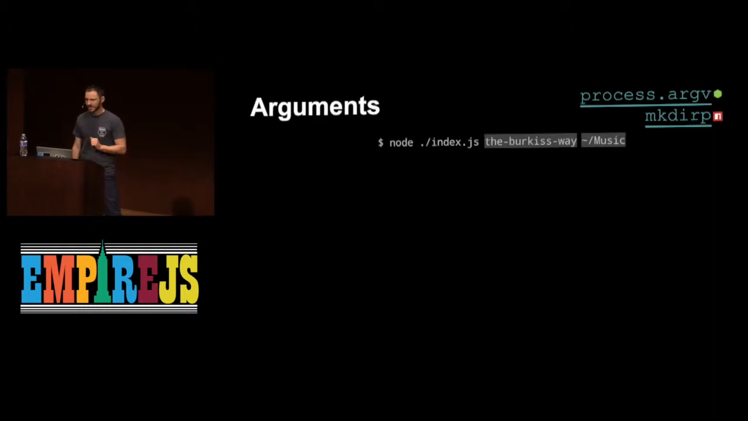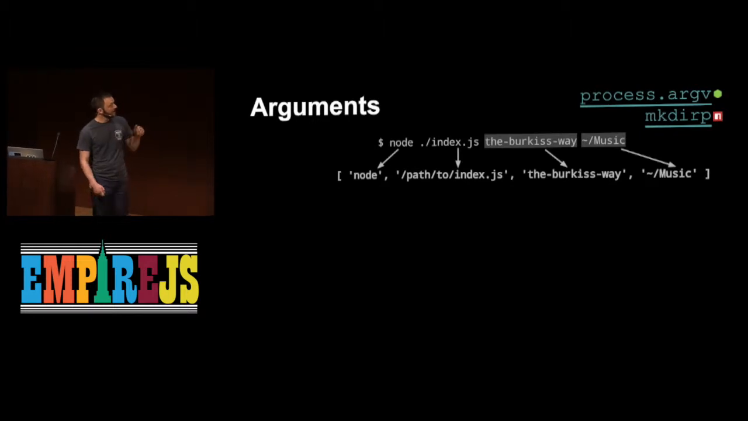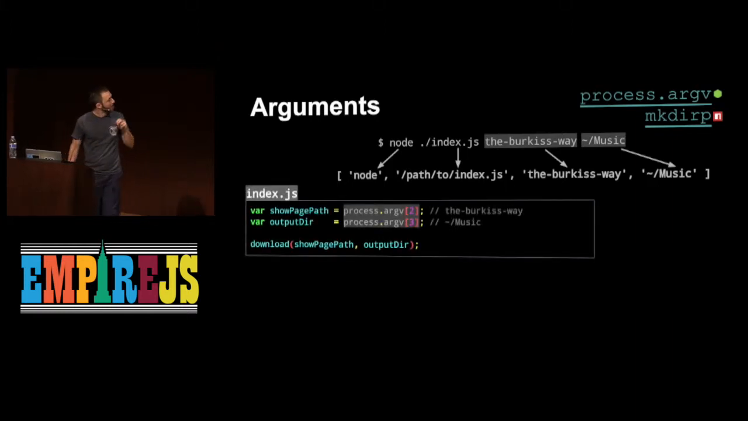Now, Node exposes the command line arguments through an array called process.argv. And when I say arguments, I actually mean every token delimited by a space. So you'll notice that the first one is Node, the second one is the path to index.js. You start with the third one if you want what we traditionally consider arguments. So the script looks very similar to before, except we're reading these from process.argv rather than hard coding them.